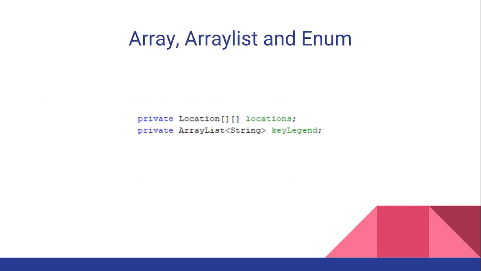Now I want to talk about some differences between an array, an ArrayList, and an enum. All of them are lists. So if I have a collection, I can use one of them. Each one has different characteristics, so I can choose depending on the characteristics of my list.